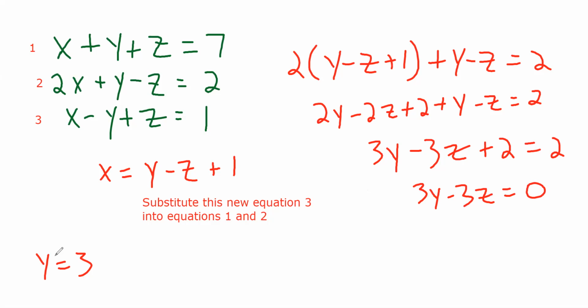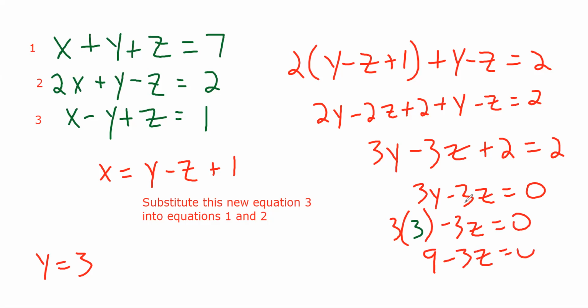But wait a minute, I've got some good news for you, because y is just equal to 3. So I can substitute that in here. I know that y is equal to 3 no matter what anyone says. 3 times 3 minus 3z equals 0. 9 minus 3z equals 0. It's not as bad as it looks anymore. Subtract the 9 over, negative 3z equals negative 9. Finally, divide both sides by negative 3. You'll get z is also equal to 3.